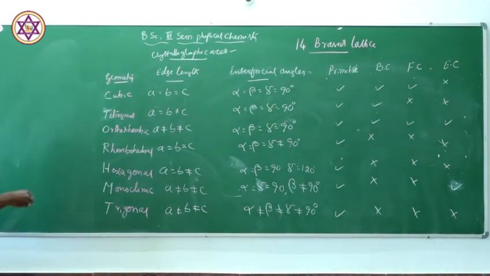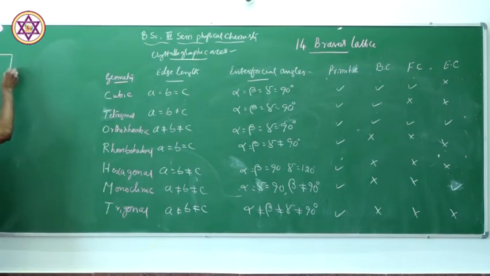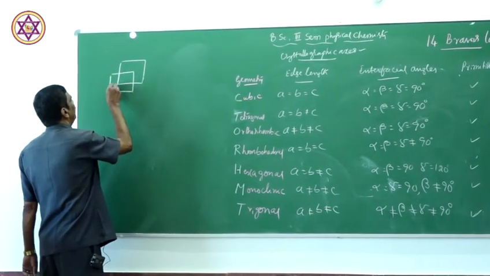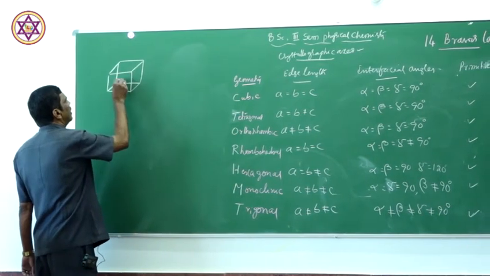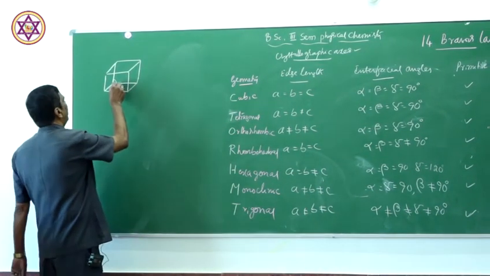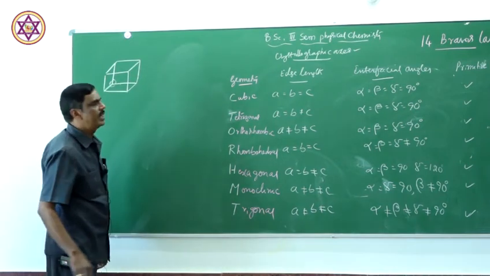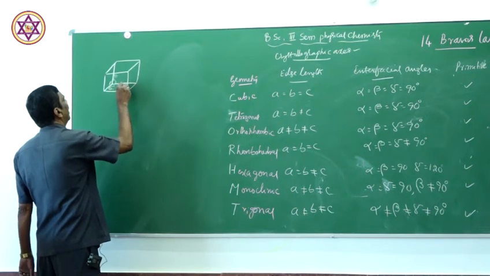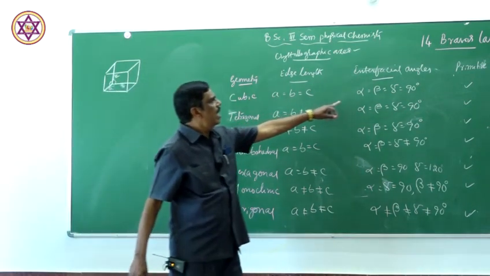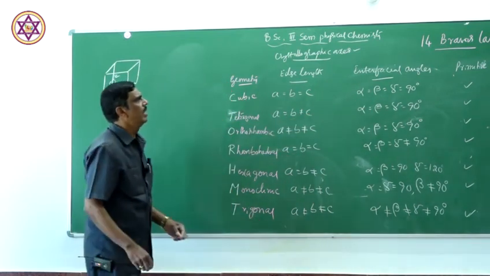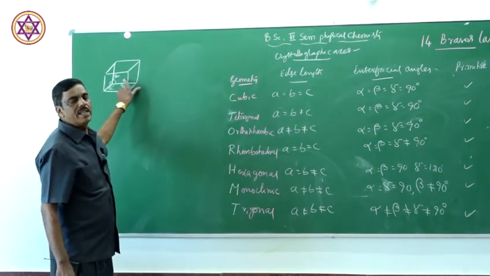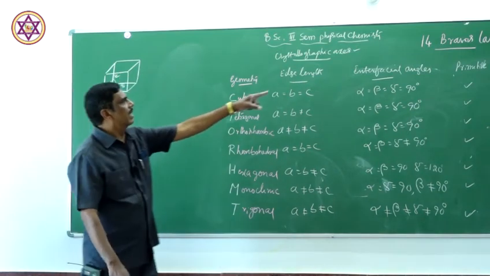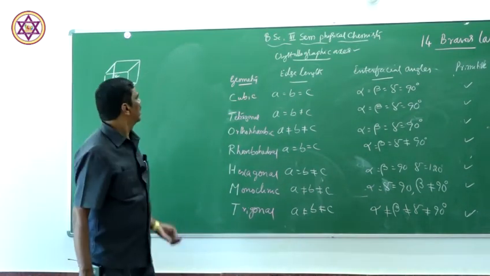So in case of cubic lattice, we can represent this cubic lattice like this. In this cubic lattice, alpha is equal to 90, beta is equal to 90 and gamma is equal to 90. All the edge lengths A, B and C are equal. A is equal to B is equal to C, alpha is equal to beta is equal to gamma is equal to 90. So this is the cubic lattice. In this cubic lattice, there are 3 Bravais lattice. One is the primitive cell.